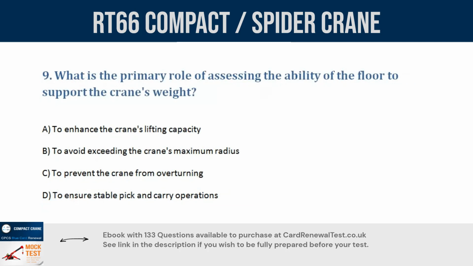9. What is the primary role of assessing the ability of the floor to support the crane's weight? A. To enhance the crane's lifting capacity. B. To avoid exceeding the crane's maximum radius. C. To prevent the crane from overturning. D. To ensure stable pick and carry operations. Correct answer, C. To prevent the crane from overturning.